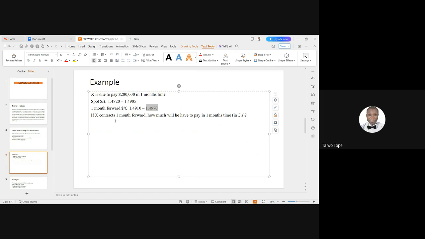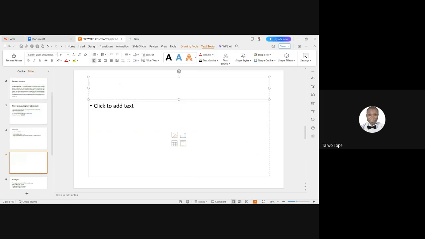So if X contracts 1 month forward, how much will he have to pay in 1 month's time, in pounds? So you must understand the quote. The forward rate is what? For 1 month, the forward rate for 1 month is what? You must understand the quote.